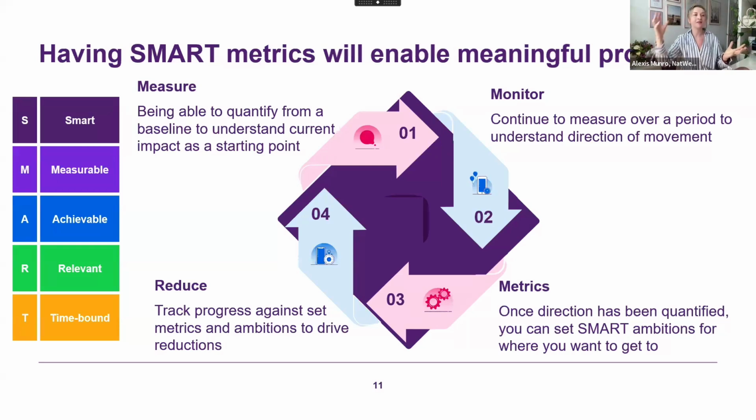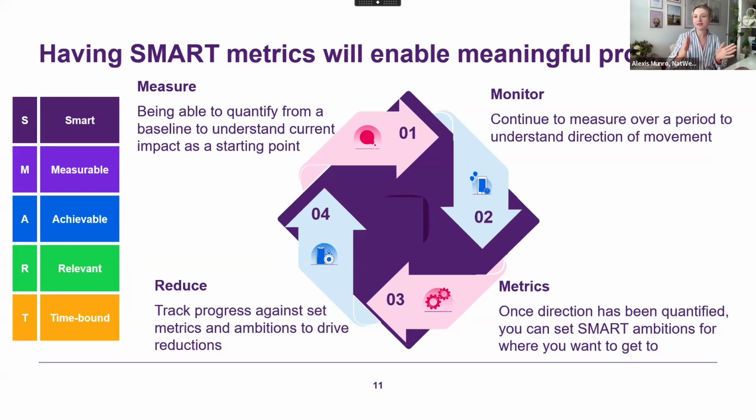From that point, you can then move into monitoring. So you've done your measurement, you can then do that same measurement over a period of time to understand that direction of movement. So at NatWest, we report our footprint every month internally, so we can really track that progress and we can really start to influence direction. We understand our direction of travel and the speed of travel and how on track we are to meet our ambitions for the year.